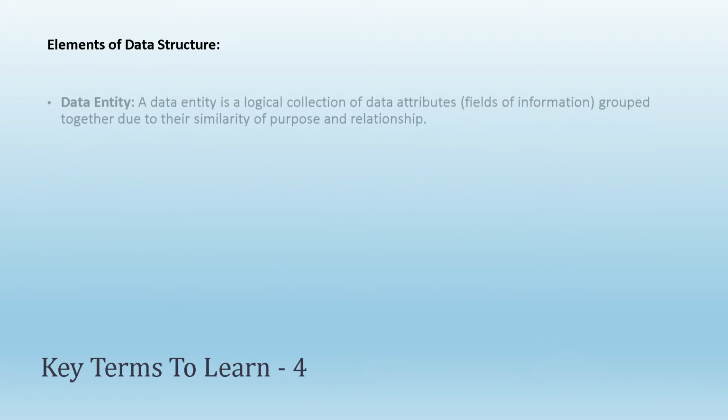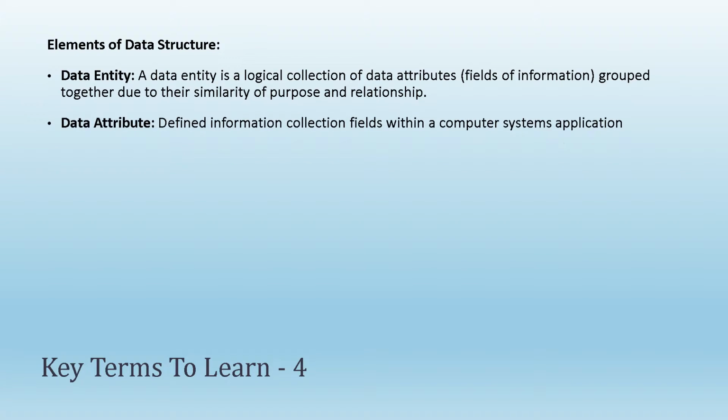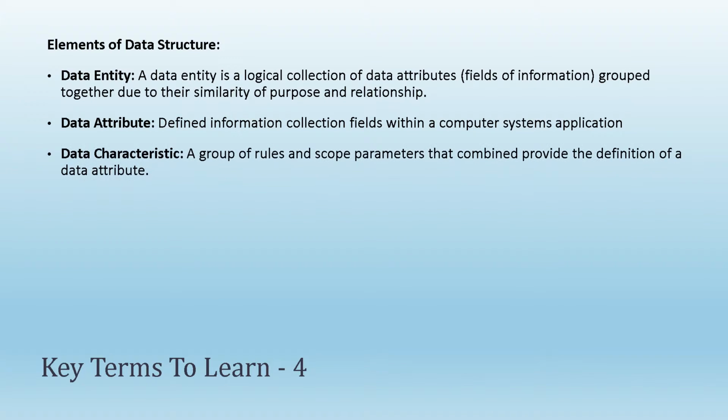Elements of data structure. First, there would be data entity. A data entity is a logical collection of data attributes, fields of information, grouped together due to their similarity of purpose and relationship. A data attribute: defined information collection fields within a computer system's application. Data characteristic: a group of rules and scope parameters that combined provide the definition of a data attribute.